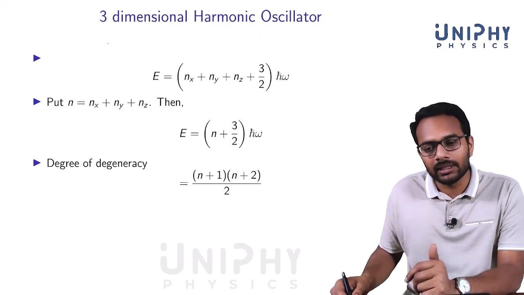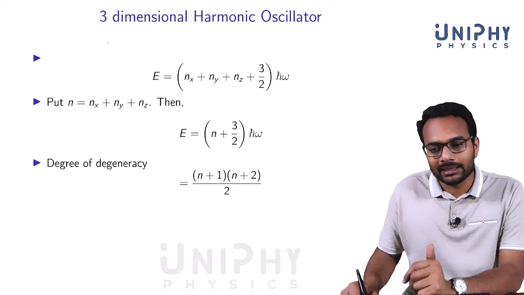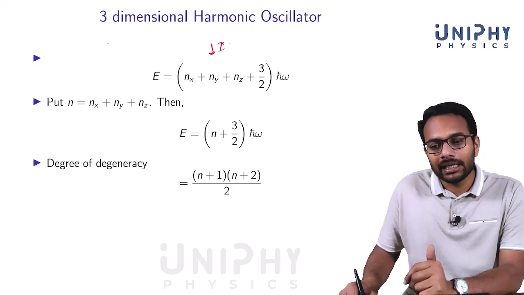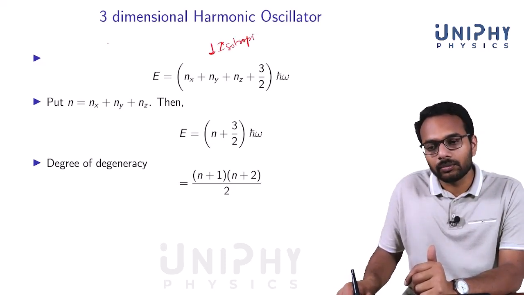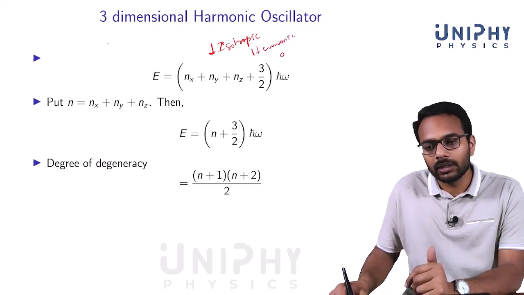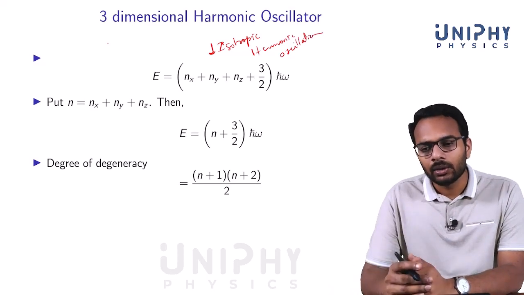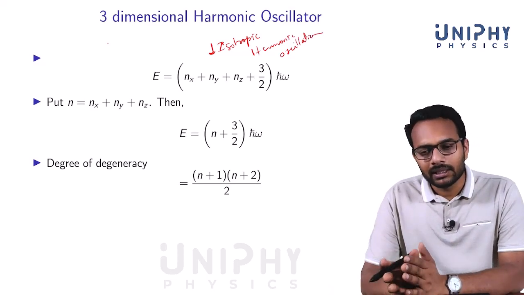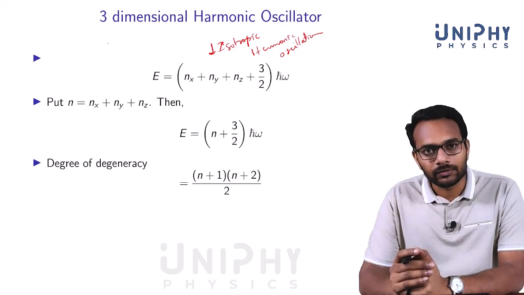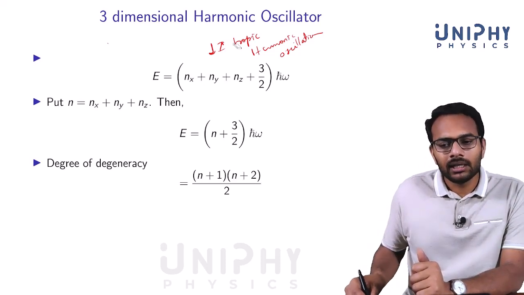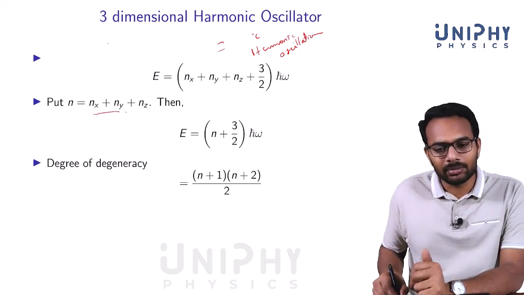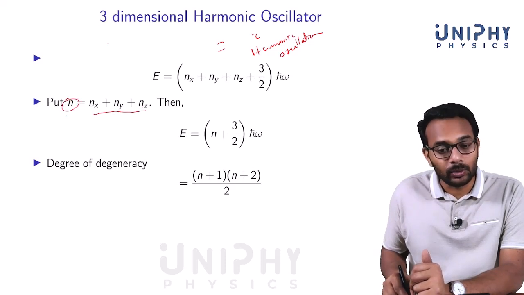Alright, you may not be able to write it in exactly this form. This is the case of an isotropic harmonic oscillator. There is also an anisotropic harmonic oscillator, for which you have to simply be a little bit more careful. Now for simplicity, let's write nx plus ny plus nz is equal to n.